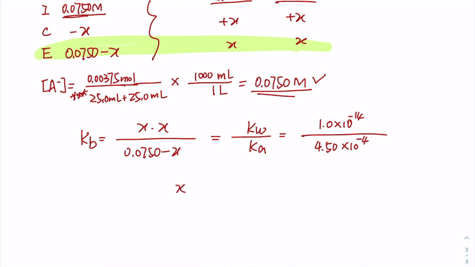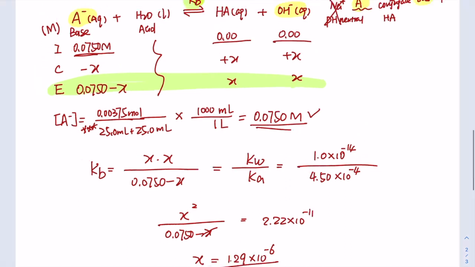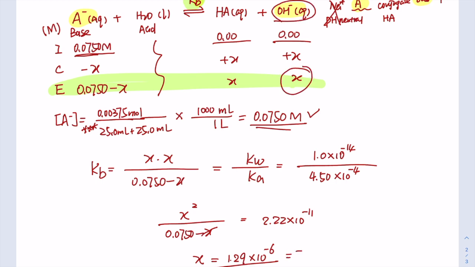So do the calculation. On the left side I have x squared over 0.075 minus x equals, over here, 2.22 times 10 to the power of negative 11. Then you go, oh, now what? Now, small approximation. We approximate that x in the denominator as 0, then cross multiply and take the square root, and we're able to solve for x, which equals 1.29 times 10 to the power of negative 6. Again, do not just automatically continue and take the negative log of this and that. Let's see what this x equals. The x we solved is the hydroxide ion concentration.